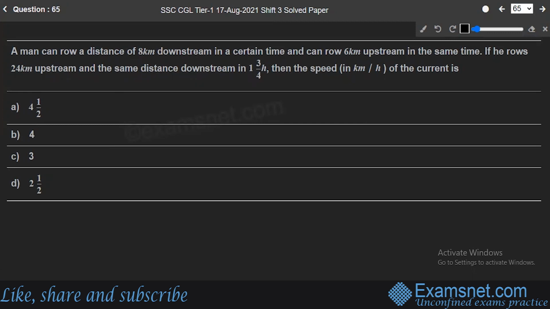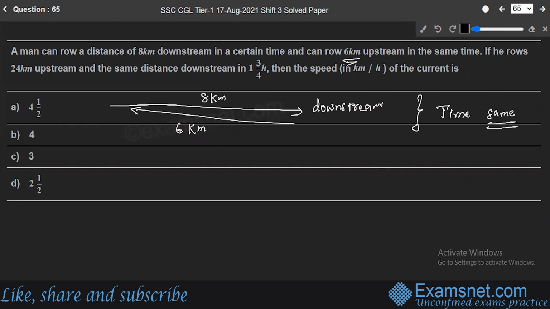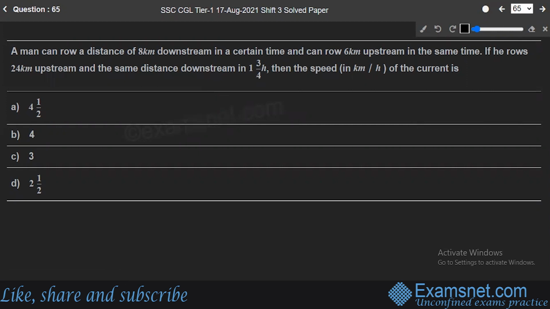See, first of all, let's write down the question. This man covers a distance of 8 kilometers in a certain time downstream, and he covers 6 kilometers upstream and he takes the same time. In both the cases, what is same? Time is same. If he rows 24 kilometers upstream and the same distance downstream in 1 3 by 4 hours, so you are given two situations in this sum. First is this situation, second one is this situation, right? We'll pick up both the situations one by one.